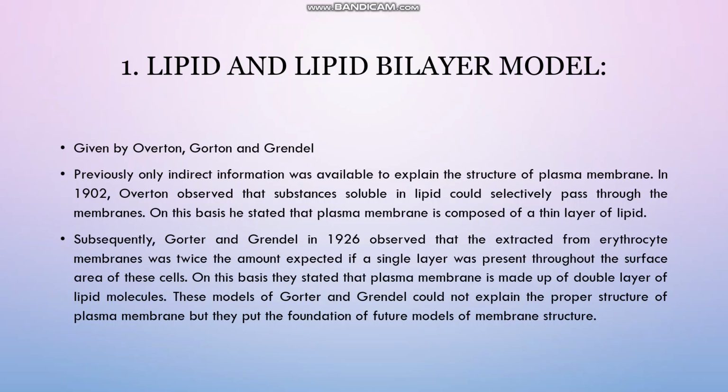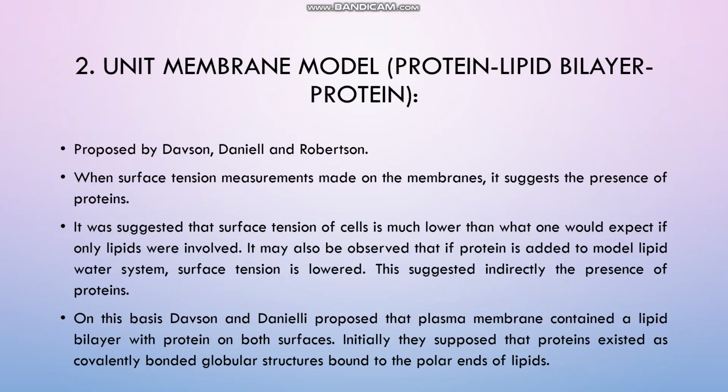Subsequently, Gorter and Grendel in 1926 observed that the lipid extracted from erythrocyte membranes was twice the amount expected if a single layer was present throughout the surface area of these cells. On this basis, they stated that the plasma membrane is made up of a double layer of lipid molecules. But this model could not explain the proper structure of the plasma membrane, but they put the foundation for the future models. The second model is the unit membrane model. This was proposed by Davson, Danielli, and Robertson.